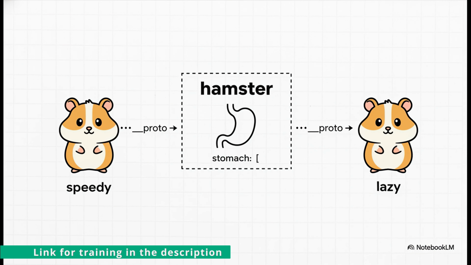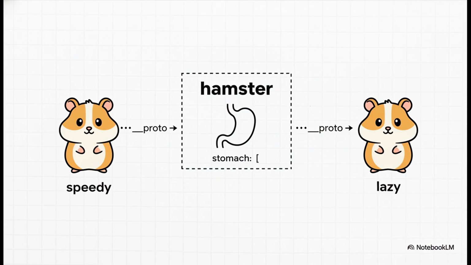Okay, let's look at the evidence. We have this base hamster object, right? And it has a property called stomach, which is just an empty array. Then we create two new hamsters, speedy and lazy, and we link them both back to this main hamster object. Seems simple enough, doesn't it? But what you're looking at right here, this is the scene of the crime.